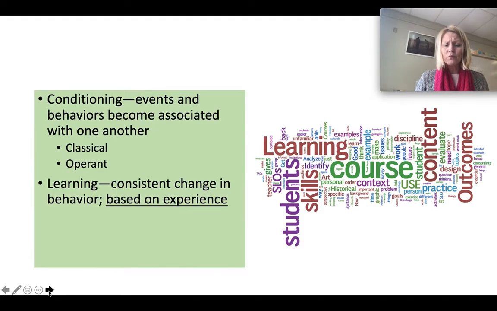So we'll just start with the basics. When we talk about how you manipulate and change and learn things, we talk about it in the idea of conditioning. This is how events and behaviors become associated with one another. There are two kinds of conditioning, and these are critical that you know. The first one is classical conditioning.